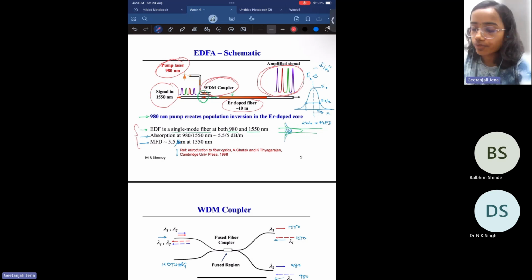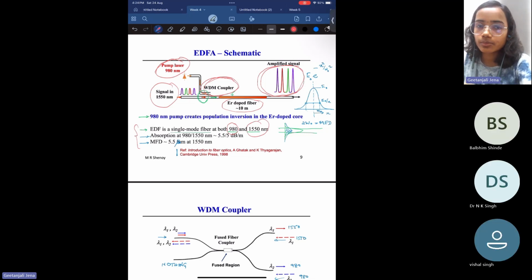Okay. And normally, these are some basic characteristics of EDFA. So EDFA is a single mode fiber for both 980 nanometer as well as 1550 nanometer. By single mode, it means, fiber can be of many types. It can be single mode, it can be dual mode. Single mode means it only allows propagation of one mode, that is the fundamental mode. You must have known what the fundamental mode of a fiber is. It is a Gaussian wave, where the energy is mostly confined in the core and it decays evanescently away from the core.